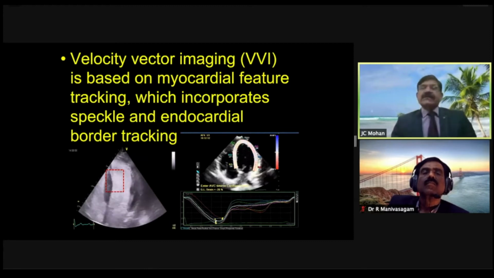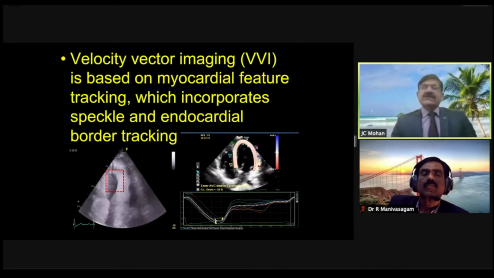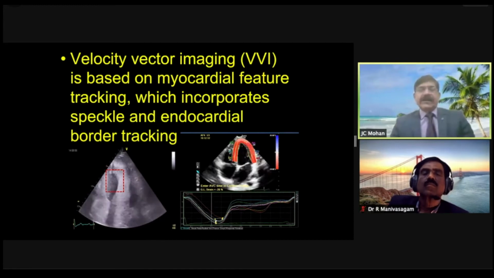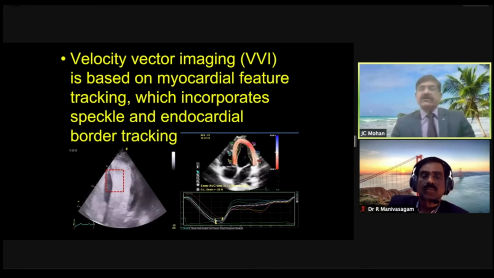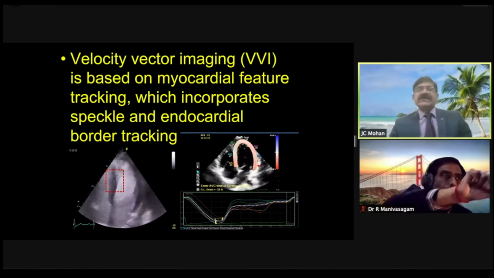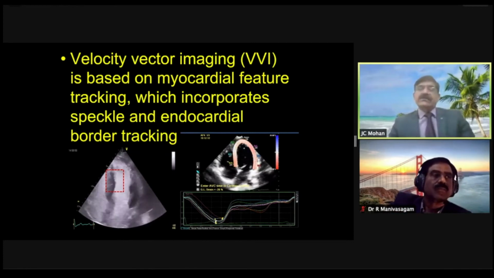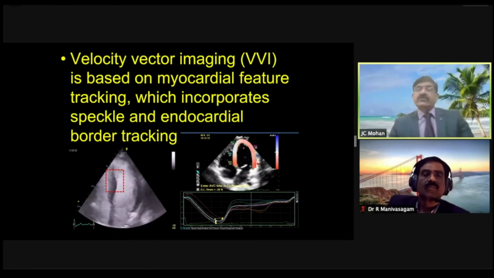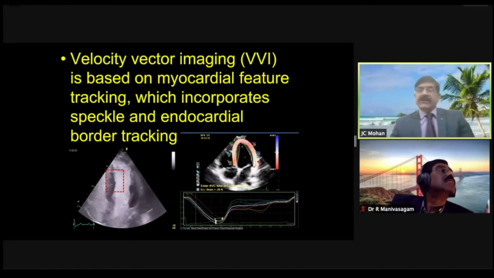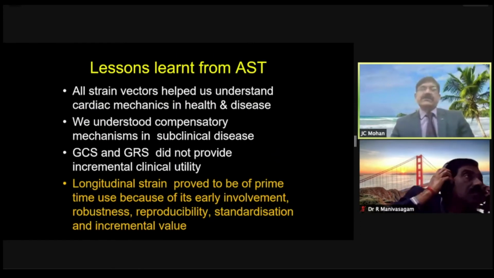Velocity vector imaging was initially started by Acuson and then taken up by Siemens. It is based on myocardial feature tracking, which incorporates speckle and endocardial border tracking, as shown on your left side. So not only does it track the speckles, it also tracks the endocardium. It was much more true for longitudinal imaging, but it also became quite acceptable and robust for radial and circumferential strain subsequently.